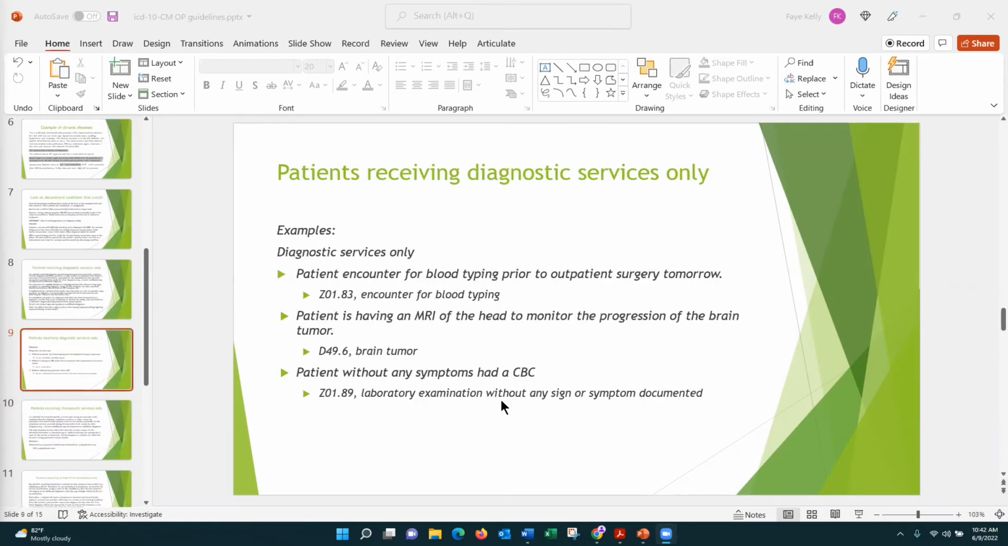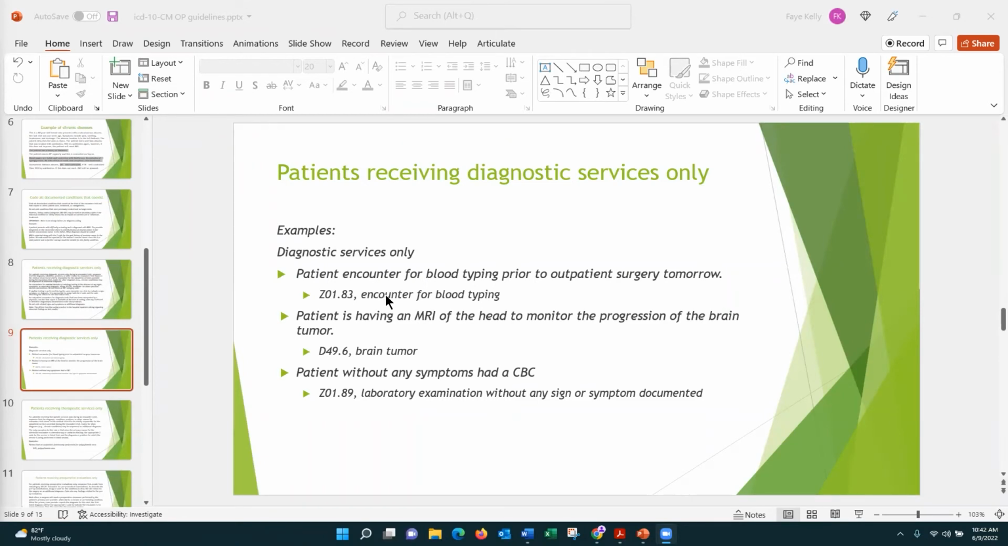Here's some examples that I just pulled together last night for diagnostic services only. If a patient comes in and they're just doing a blood type because they're having surgery tomorrow, this is in your Z codes, Z01.83. It's an encounter for blood typing. And remember, in your alphabetic index, encounter is your main term.